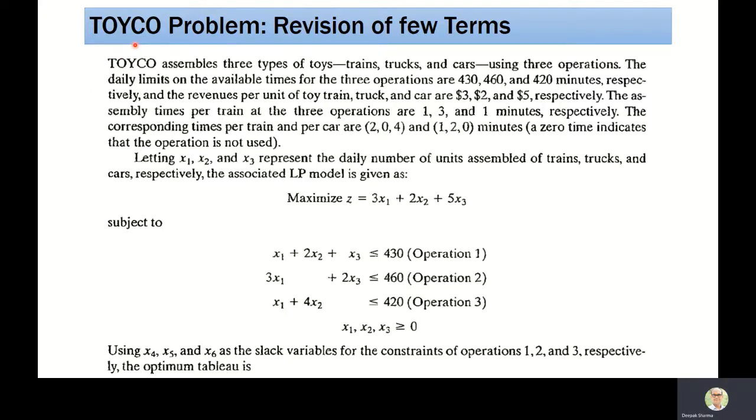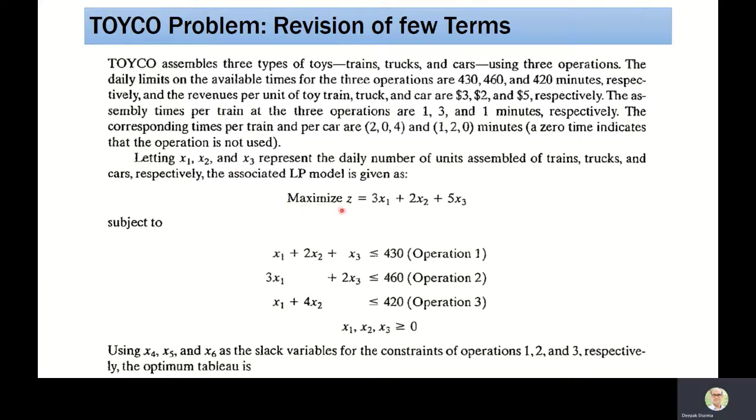So we remember that this particular company assembles three types of toys. There are three operations, the time is given, how much revenue we are going to get, and for every operation, how much time is needed by these toys. Since we have already solved this problem, we remember that we fix x1, x2, x3 as the daily number of units assembled of trains, trucks, and cars.